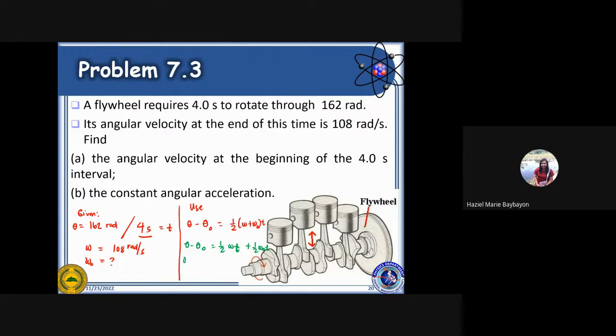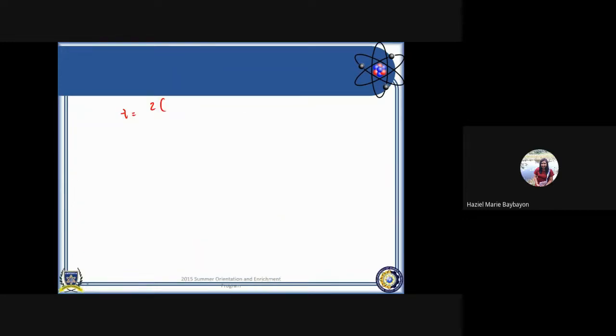So, you have theta minus theta naught. Balhin nako siya sa left-hand side of the equation. It will become negative 1/2 omega t. And then, para ma-isolate, equals 1/2 omega naught times time. Sorry. It's already time.